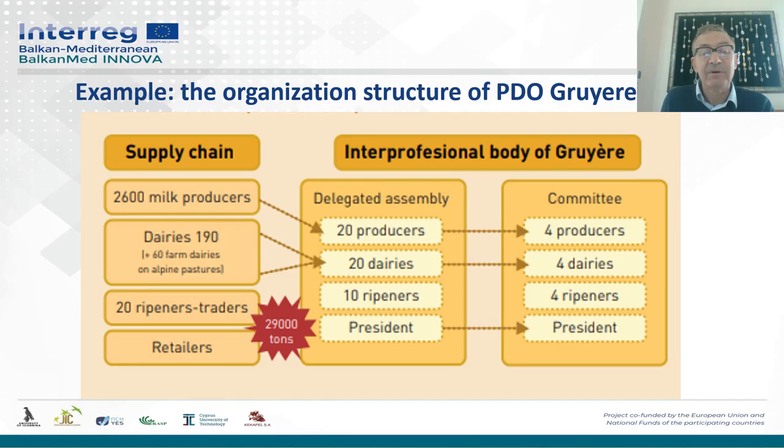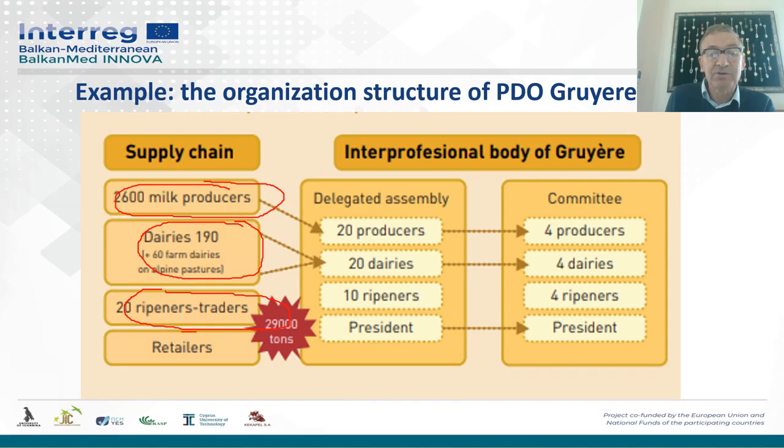So we have two levels: the level of the supply chain, and also the professional body. The members of the whole organization are here. So we see we have users, dairies here, or retailers here, but also retailers.